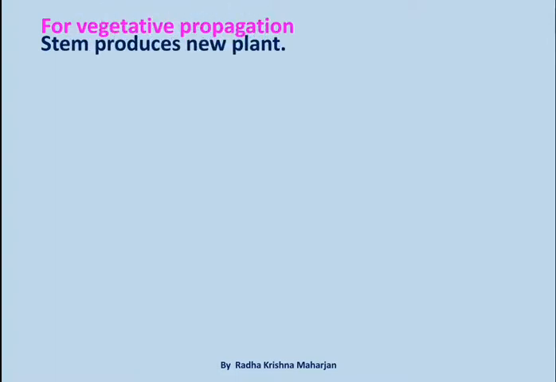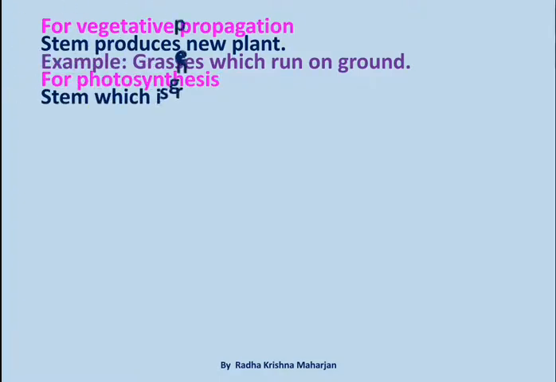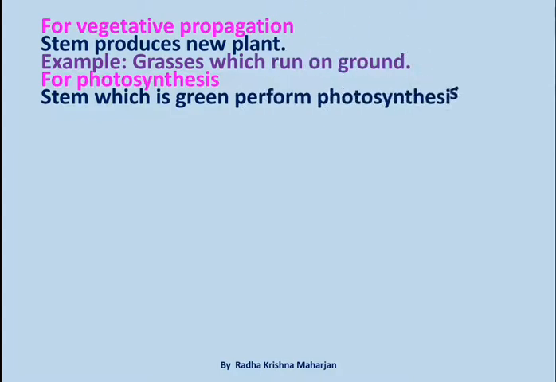For vegetative propagation: stem produces new plant. Example: grasses which run on ground. For photosynthesis: stem which is green performs photosynthesis. Example: aloe vera, cactus.